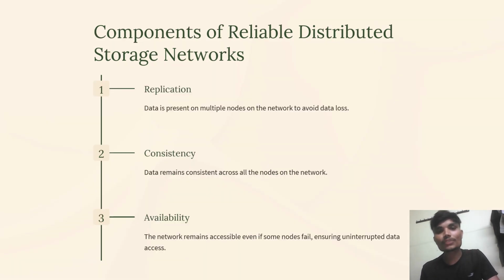The components of reliable distributed storage networks. Replication. Data is present on multiple nodes on the network to avoid data loss. Consistency. Data remains consistent across all nodes on the network. Availability of data. The network remains accessible even if some nodes fail, ensuring uninterrupted data access.